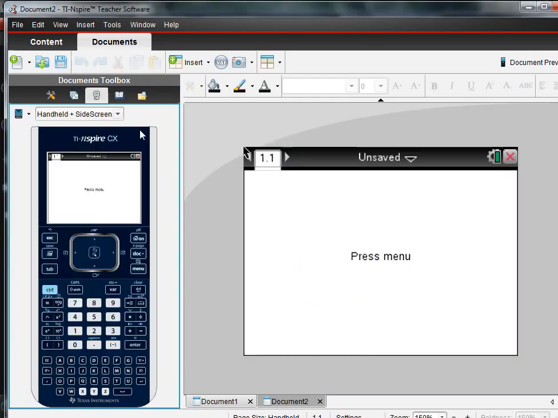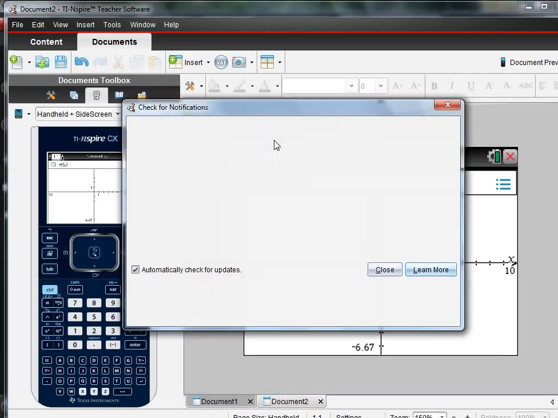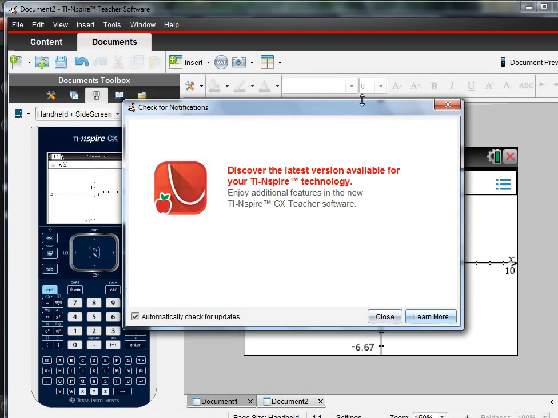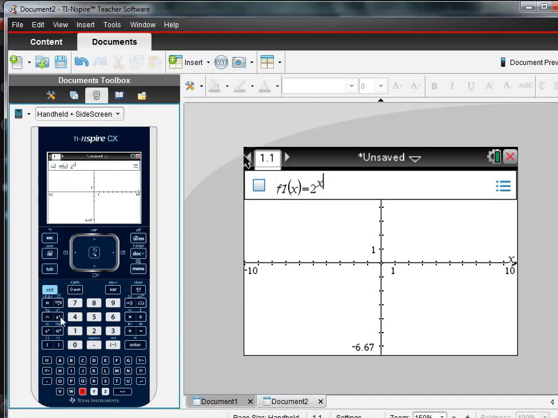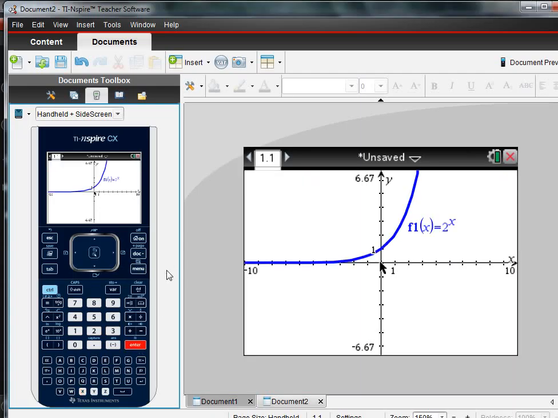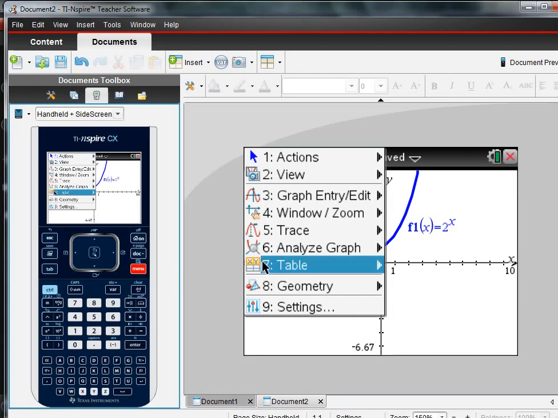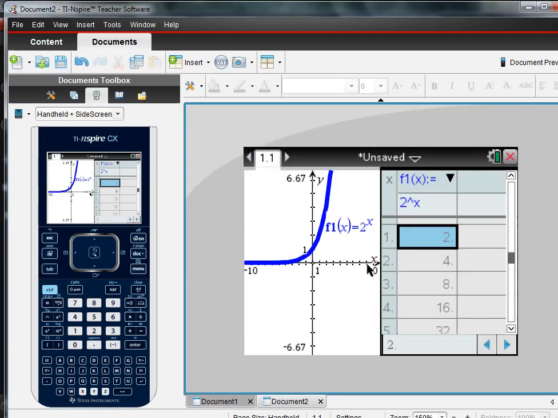So I'll go here, and then it is 2 raised to the x power. So the caret is the raise, and I'm going to hit enter. I will get the graph, but I cannot sketch a graph yet. I need the table. So menu, table, split screen.